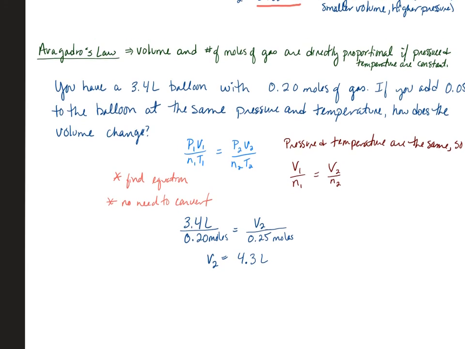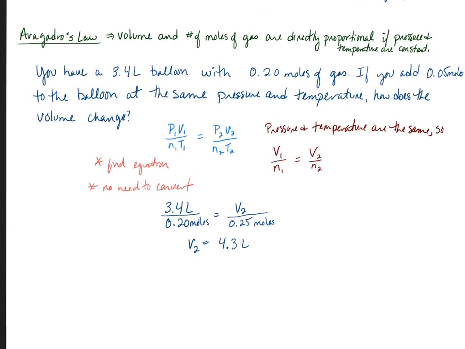Okay. Next, we have Avogadro's Law. Avogadro's Law states that the volume and number of moles of gas are directly proportional if pressure and temperature are constant. So let's make sure that that's actually what is going on in this example.